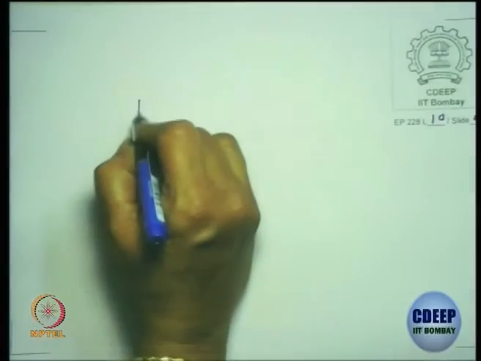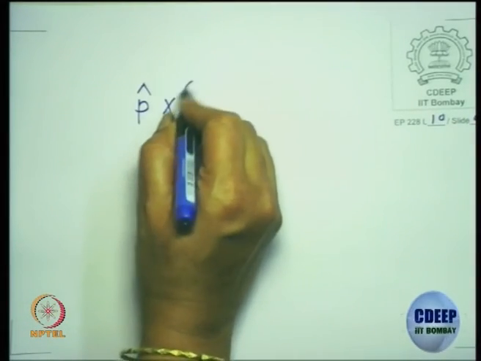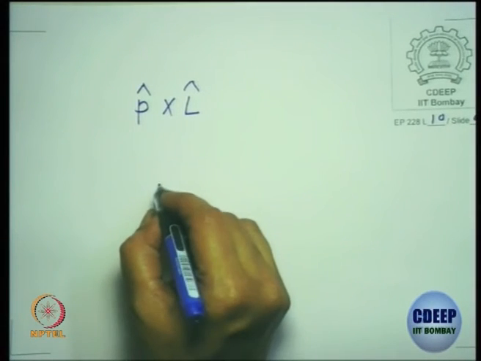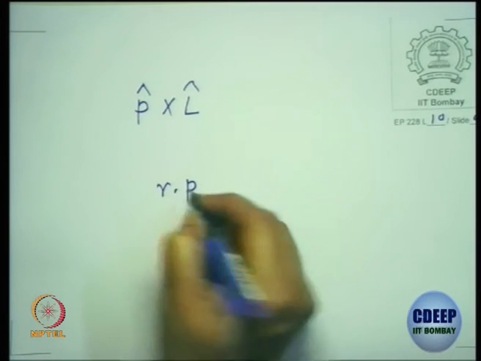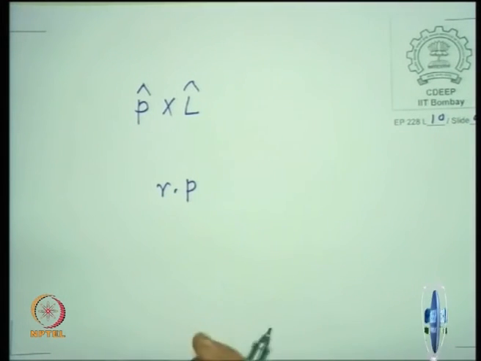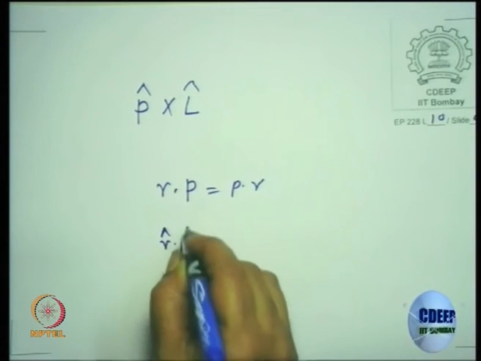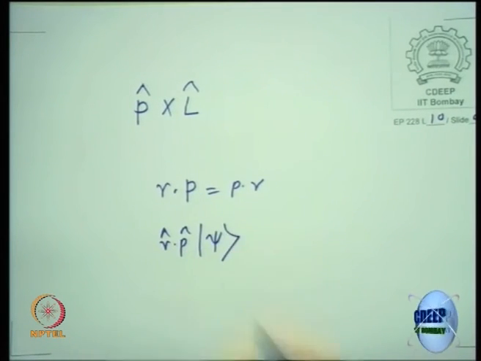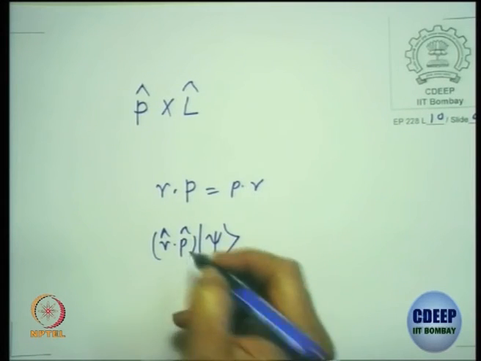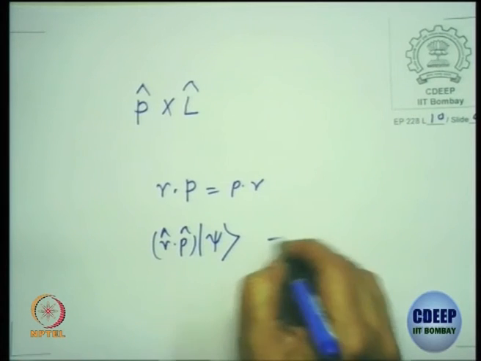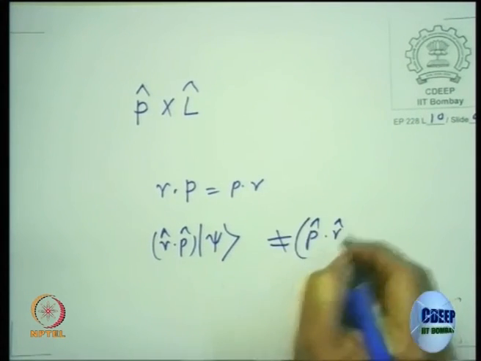Now, for example, if you have a P cross L, okay, you can have an operator like this. You can also have something like R dot P. Classically, you are allowed to do this. R dot P is the same as P dot R. But quantum mechanically, R dot P operators operating on a state psi, is it the same? Do not take it as a unit vector, some R dot P. Is it the same? It is not the same as P dot R on psi.